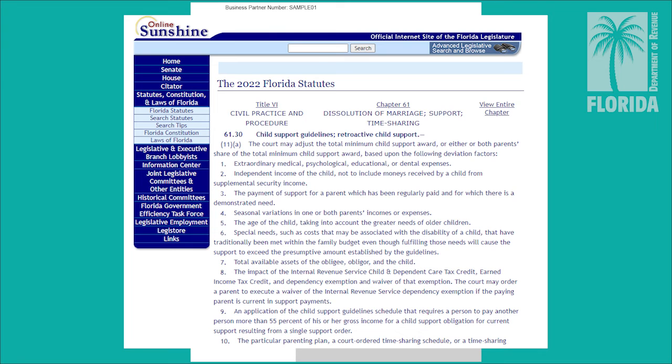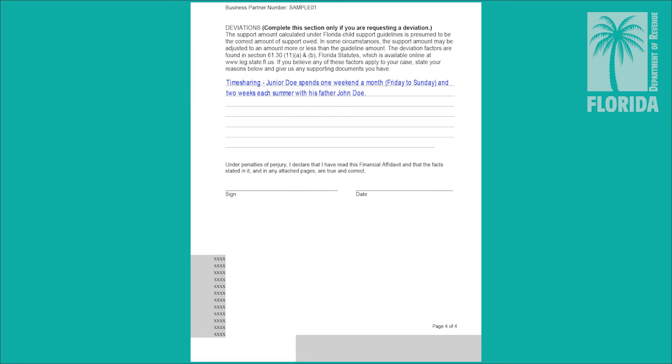Some examples of deviation factors include time sharing, extraordinary medical expenses, total available assets of a parent or child, or special needs of a child. Refer to the statutes for a full list and description. You only need to complete this section if you are requesting a deviation. Otherwise, leave this section blank.